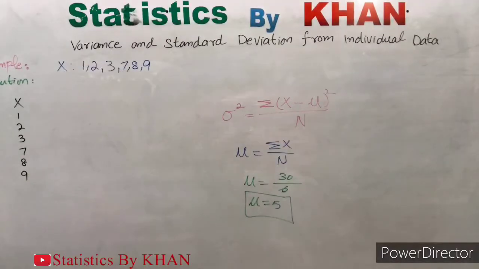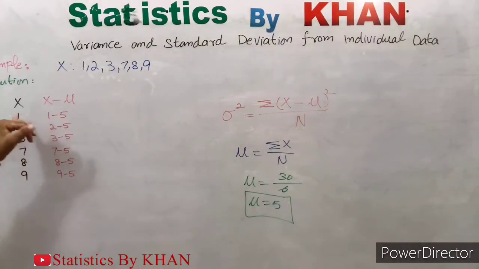The next step is to subtract mu from x. It means that we will subtract this mu from each value of x. We will subtract 5 from 1, then we will subtract 5 from 2. Similarly, we will subtract 5 from 3 and so on. So the next column will become x minus mu, which means 1 minus 5, 2 minus 5, 3 minus 5 and so on. And now we will simplify this column.